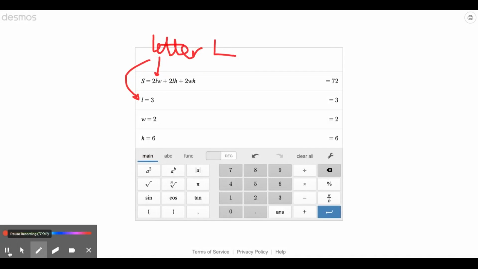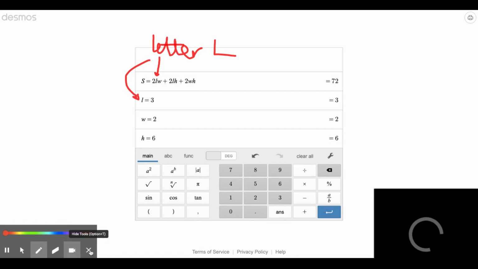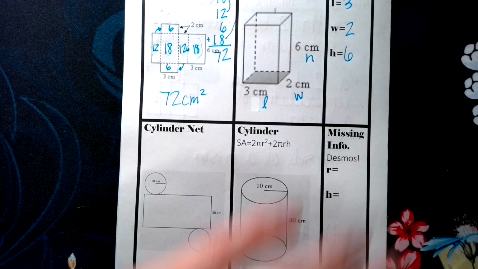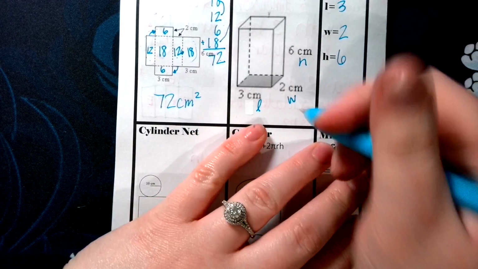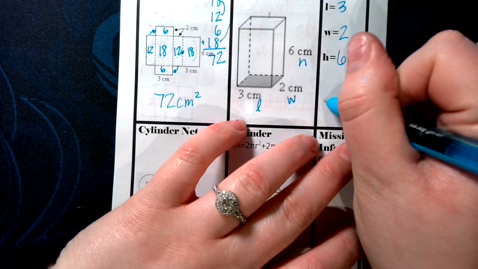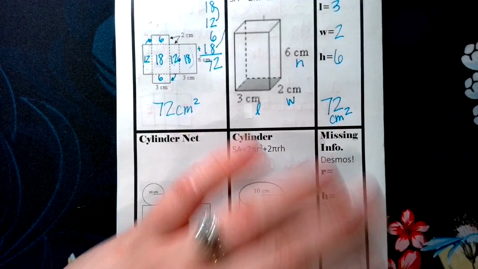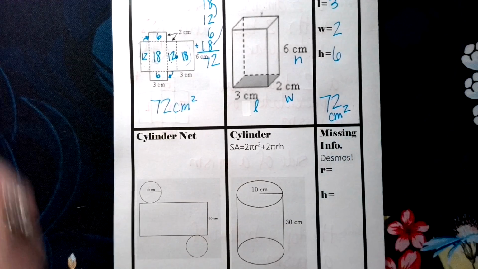Go ahead and go back to your paper, and now we're going to look at finding the surface area of a cylinder. Before we go on to the cylinders, make sure that you also got the same answer. You still got 72 centimeters squared for your surface area of that prism. Again, it's the same shape, so our answers should match up.